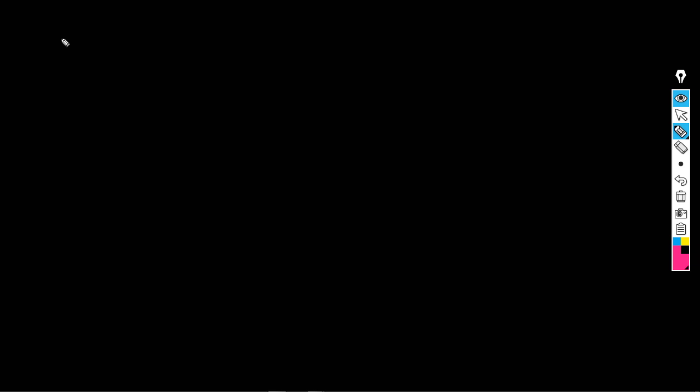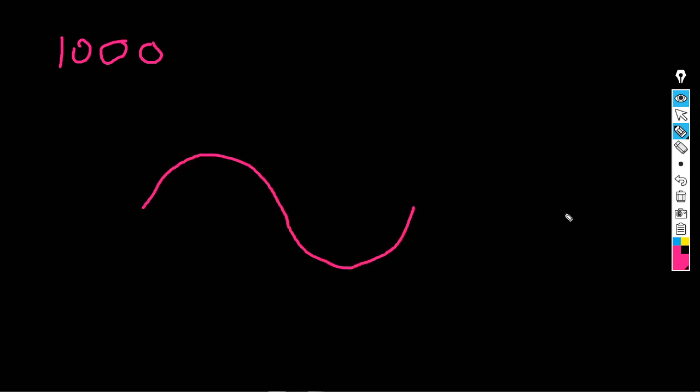So a 1000 hertz signal, which is basically a sine wave, and for one complete cycle, that's what we call the wavelength. That's the wavelength.